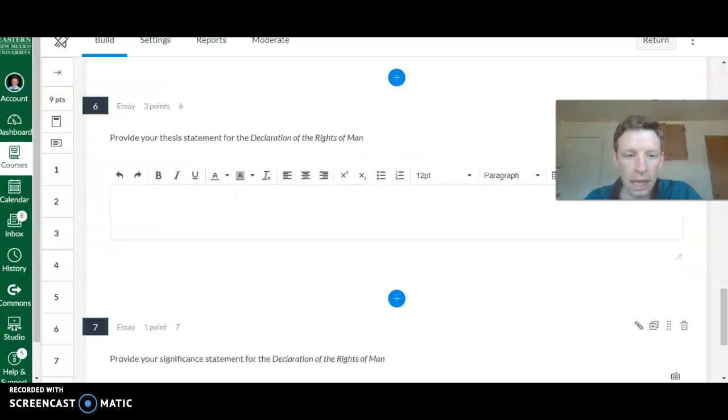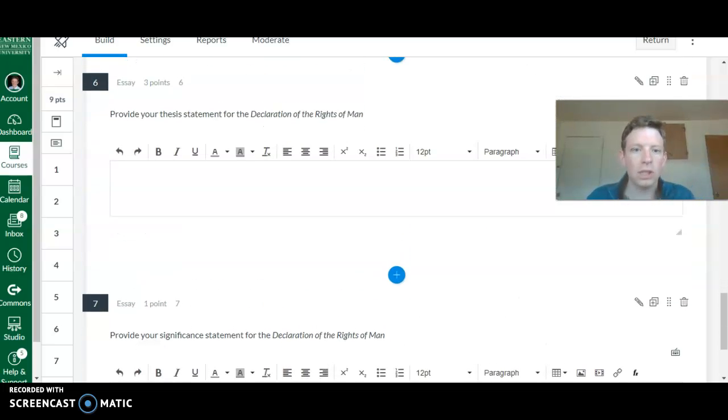And then at the end, I provided you with some essay questions, and you're going to provide your own thesis statement for the Declaration of the Rights of Man and your own significance statement for the Declaration of the Rights of Man. So I'm using this Adelaide Pott source that we're going to read after spring break for the models, but you want to provide your own thesis and significance statements on the text that we're reading for discussion this week.